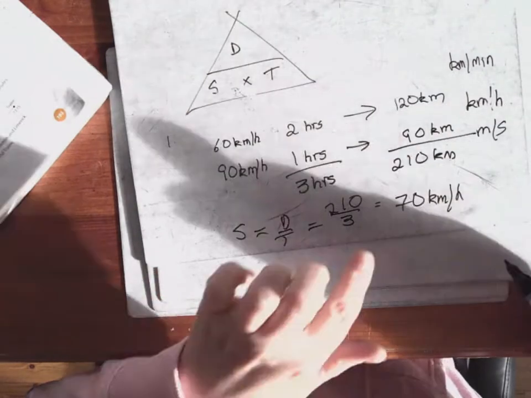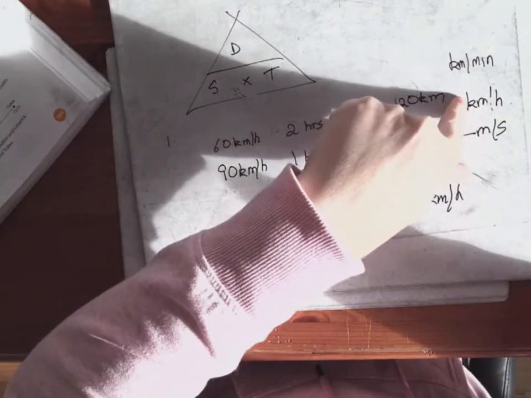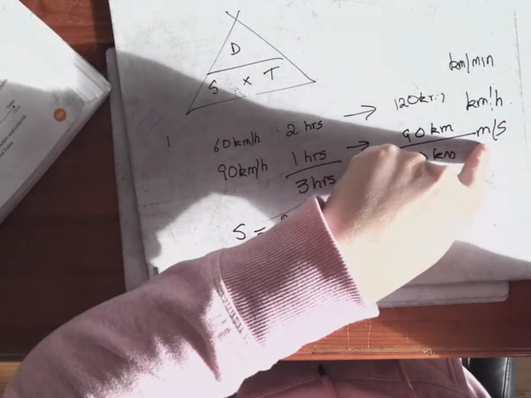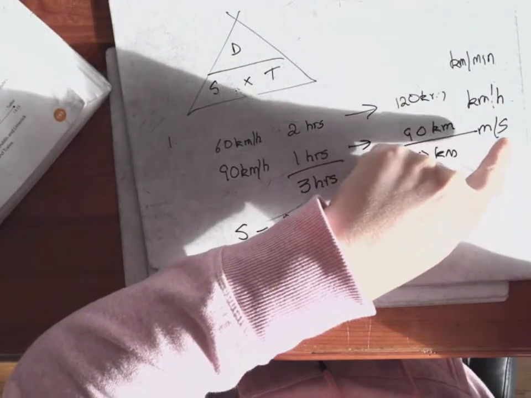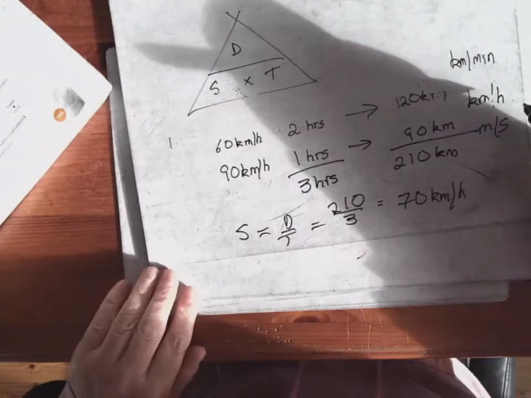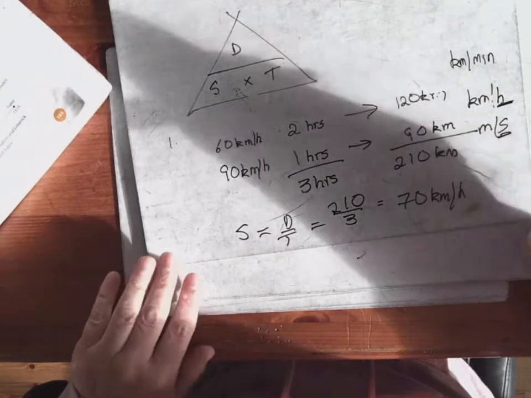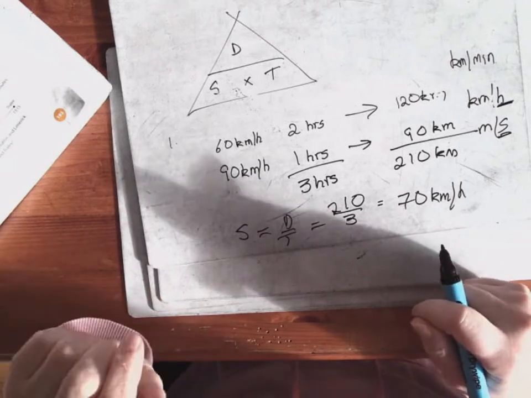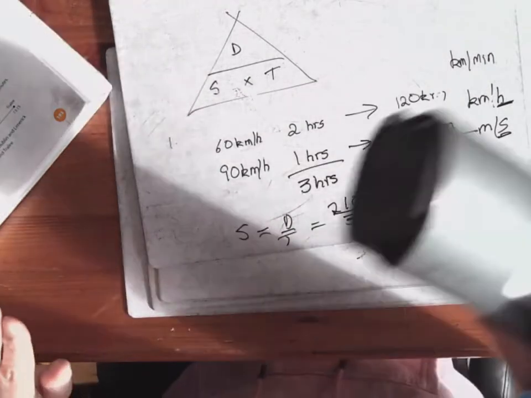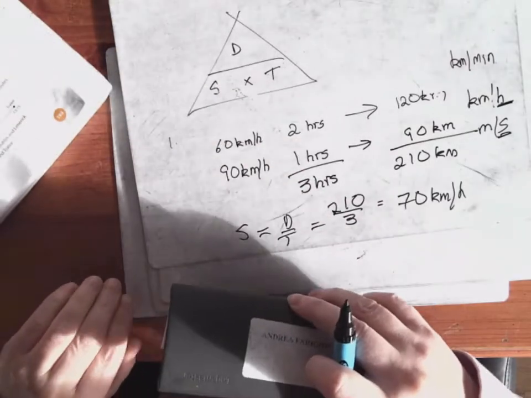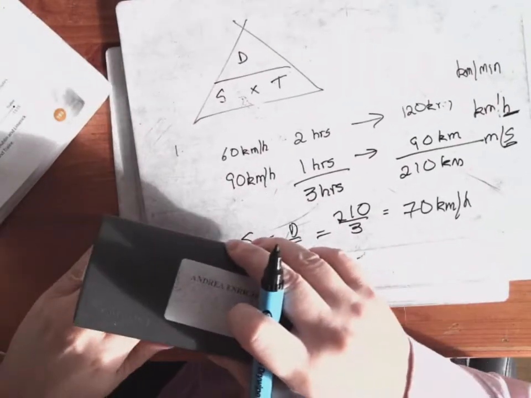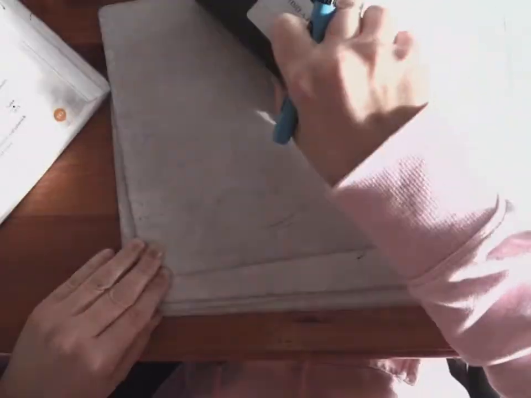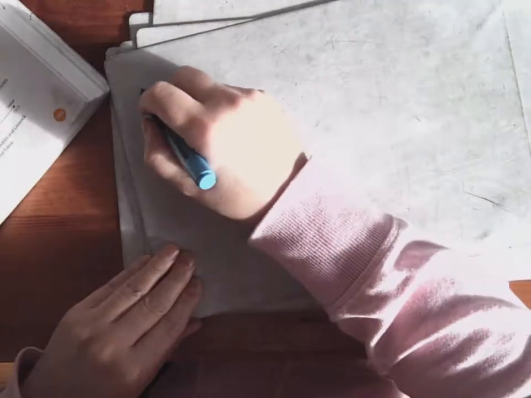If it's big, as in a train, a car, a cyclist, it's kilometers per hour. And if it's short, as in someone running the 100 meters, it's meters per second. So it's either hours or seconds for the time, never minutes. Make sure that the minute you have minutes, you need to change them to either hours or seconds. So that's question 1. Can I rub it off? Gone now.